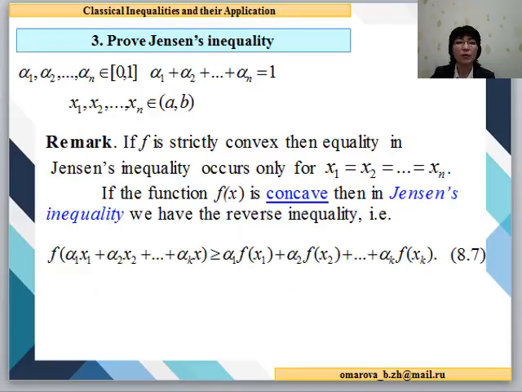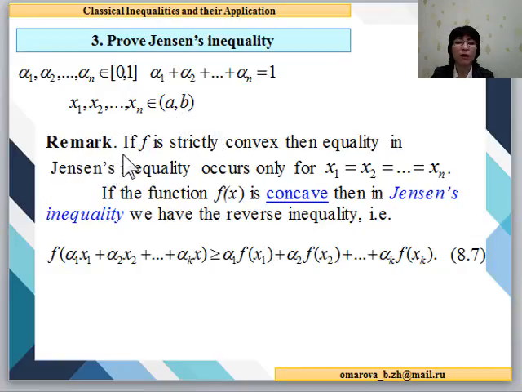So, by the principle of mathematical induction, inequality 8.2 holds for any positive integer n and any alpha 1, alpha 2, and so on, alpha n lying in the segment from 0 to 1 such that their sum equals 1, and arbitrary x1, x2, and so on, xn lying in the segment AB.